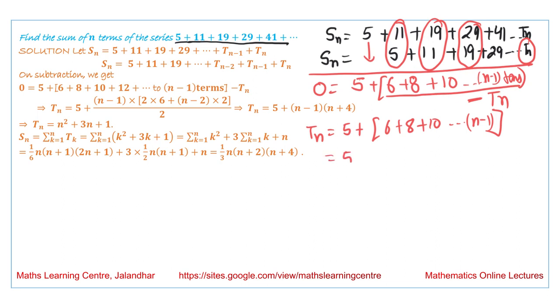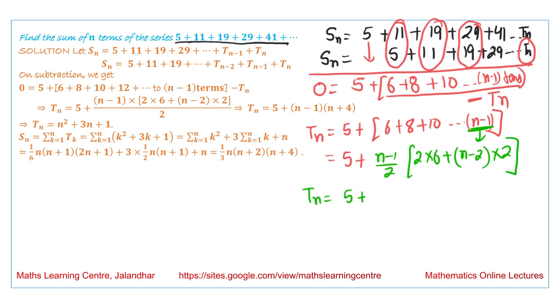So we are saying this is equal to 5 plus, the number of terms we have over here is n minus 1. So it is (n minus 1)/2 into [2a plus (n minus 1) into d], where a is 2 and the common difference we have over here is 2. So the value of Tn is 5 plus, now if we cancel this 2 over here, we are left with n minus 1 into n plus 4.